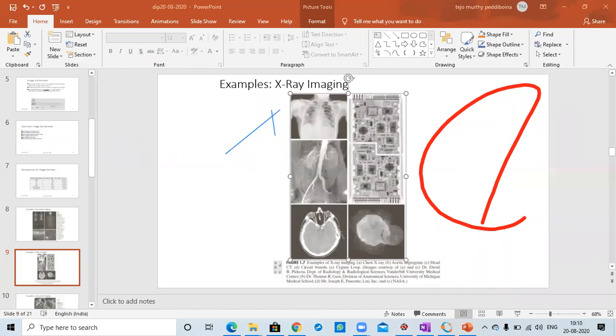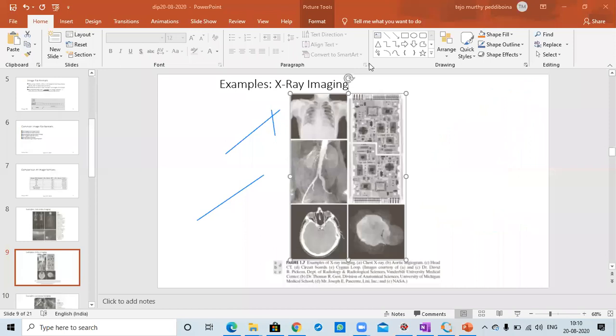The second one is the angiogram. In an angiogram, we inject a particular type of tube into the veins, and it travels through the veins to the particular location, where it is magnified, and we can find any blockages present in the veins. This is the second one, the angiogram.